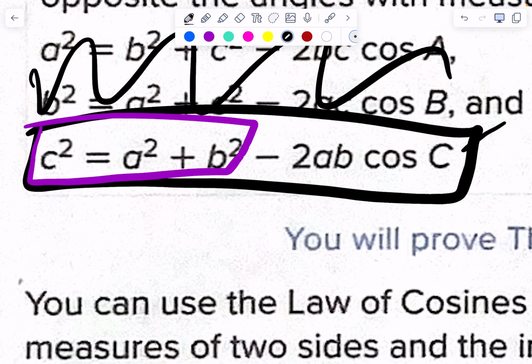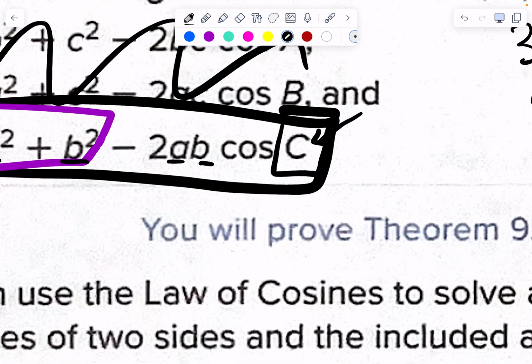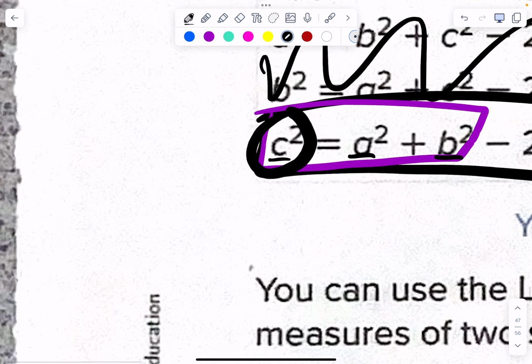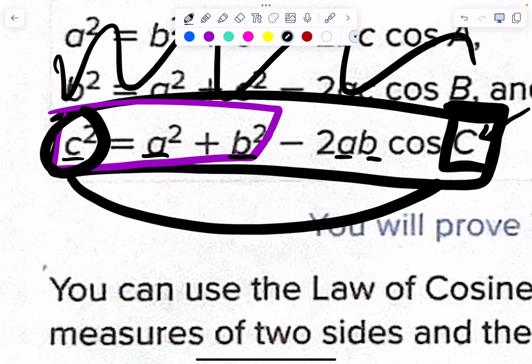Capital C right here. This is where the angle goes. And then the other guys go in here. A, B, and C all go in there. So that's the angle. All the other sides go there. All right, now, it does not matter what A, B, and C are, just as long as if capital C is your angle, then lowercase c has to be the side that is opposite capital C, right?